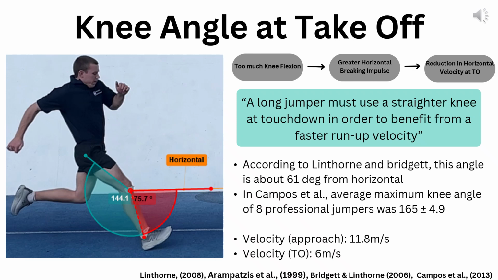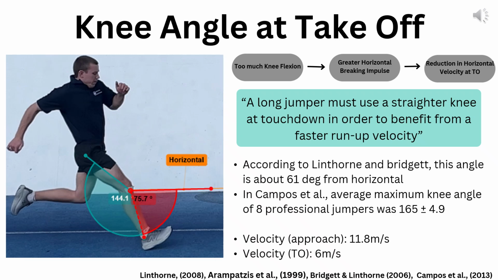The second quantitative feature analyzed was knee angle at takeoff. This was measured using the angle feature in Canovia at the initial touchdown of the takeoff foot, which is generally regarded as the start of the takeoff phase and the end of the approach phase. In this moment, the athlete achieved a maximum knee angle of 144.1 degrees, or roughly 76 degrees from a horizontal reference line. Why is this important?